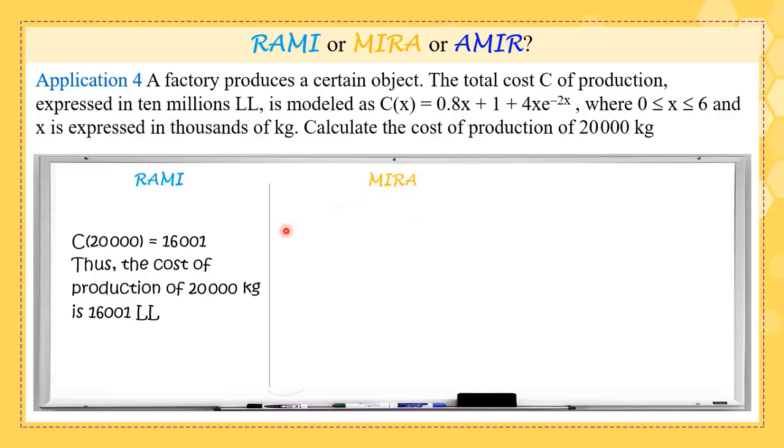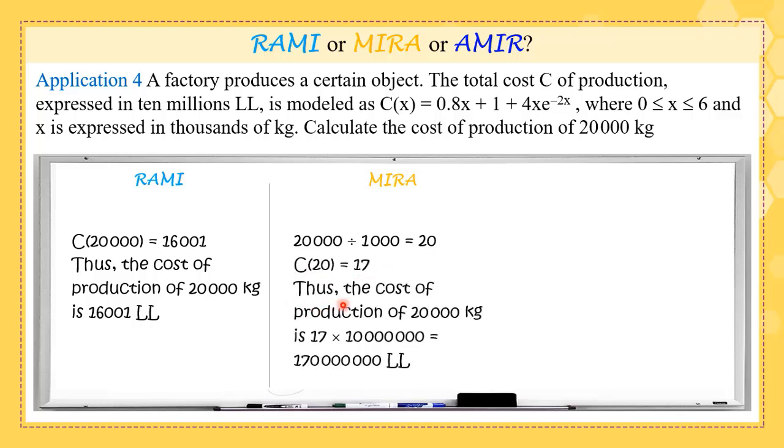Mira said 20,000 divided by 1,000 equals 20. C of 20 equals 17. Thus, the cost of production of 20,000 kilograms is 17 times 10 millions, which is equal to 170 millions lira Lebanese. Mira's answer is correct, since she divided by the unit of x, and after finding C of 20, she multiplied by the unit of the total cost.